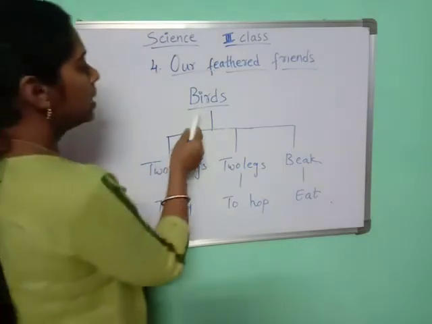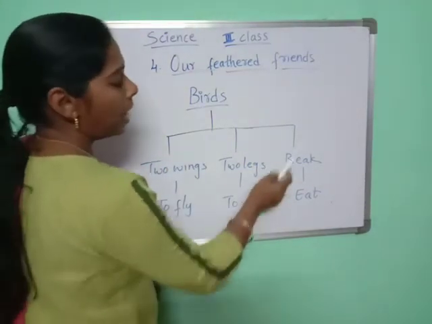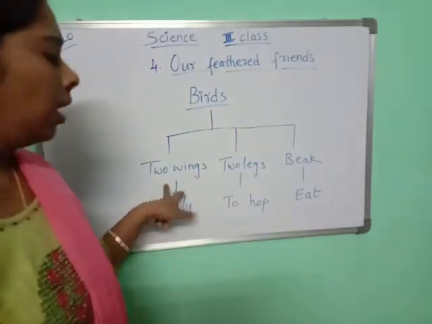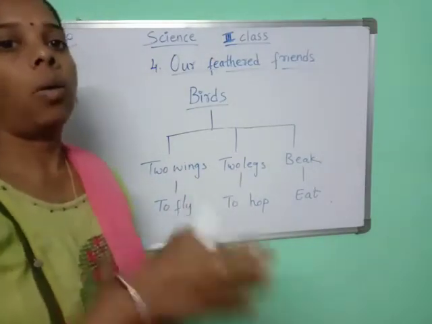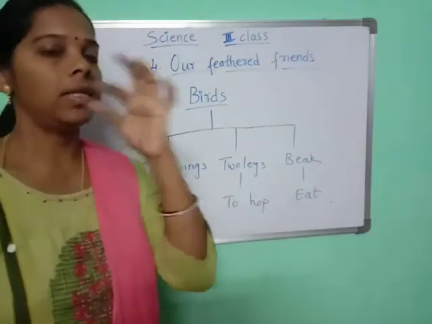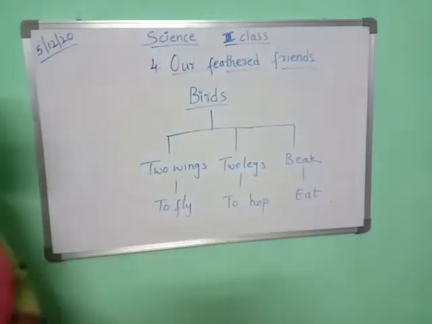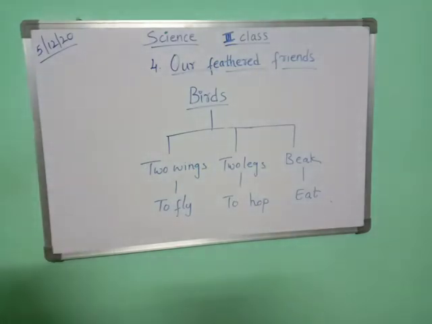So children, birds have two wings to fly, two legs to hop, and a beak to eat. With the help of the wings only they can fly. Two legs to stand and hop, and a beak. Beak means the nose. That is called beak, and it helps them to eat. Let us know more about birds.